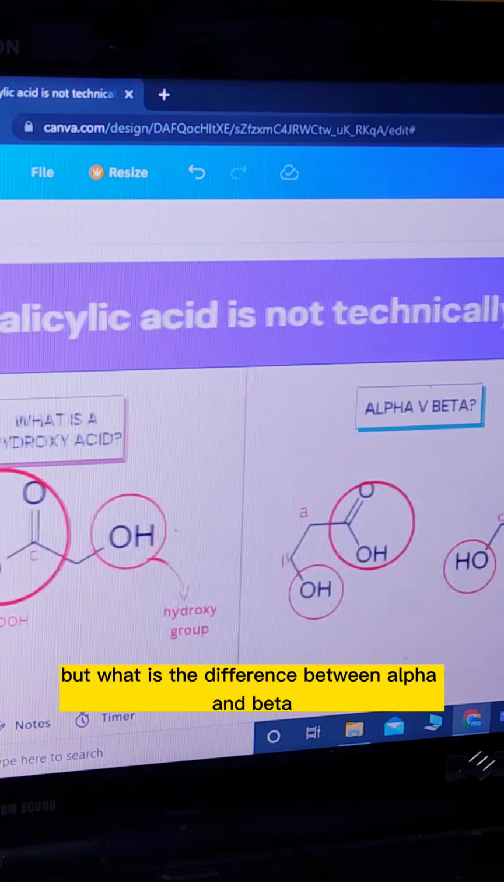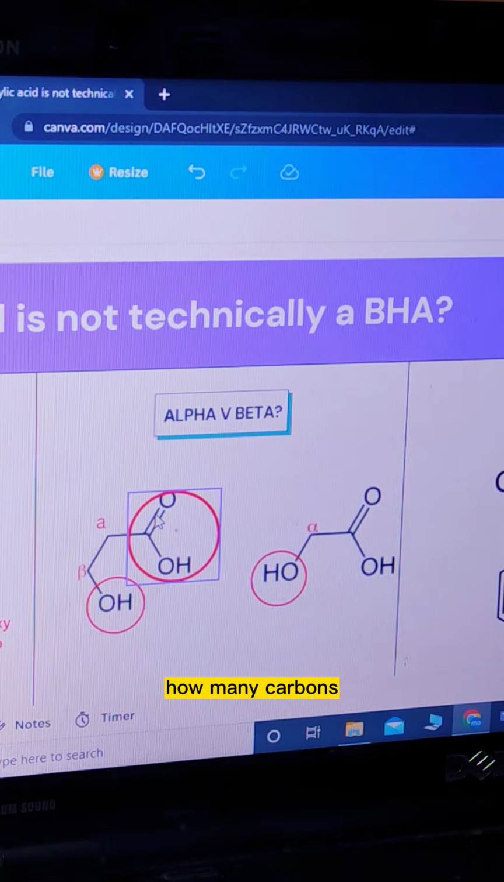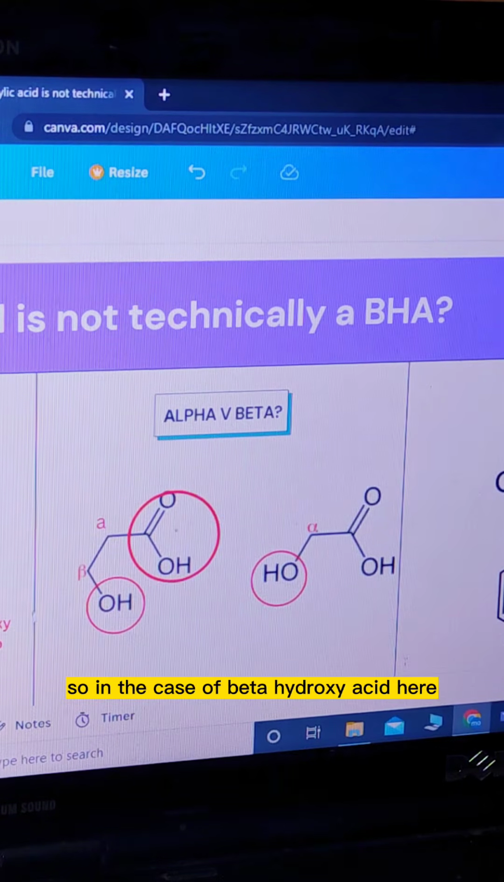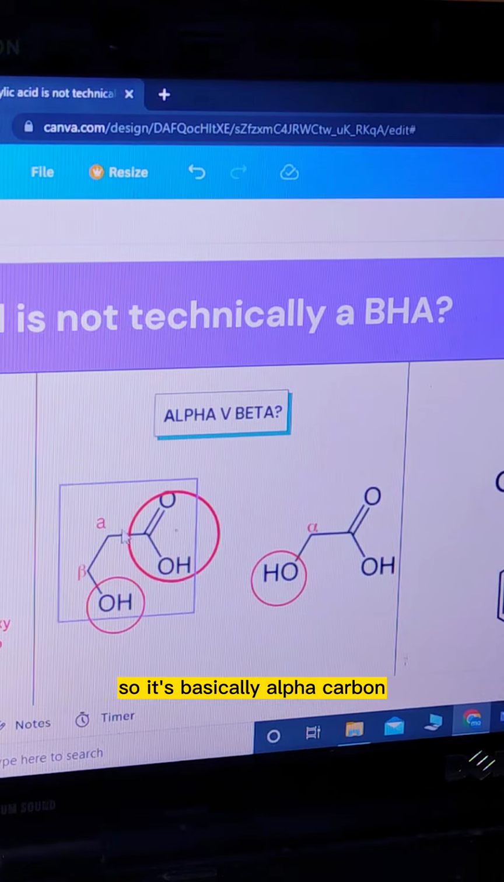But what is the difference between alpha and beta? We have here two examples. Here on the right we have alpha, on the left we have beta. The only difference is how many carbons those functional groups are away from each other. In the case of beta hydroxy acid here, the acid group is 2 carbons away from the hydroxy group. So it's basically alpha carbon, beta carbon away from the acid group. So it's a beta hydroxy acid.